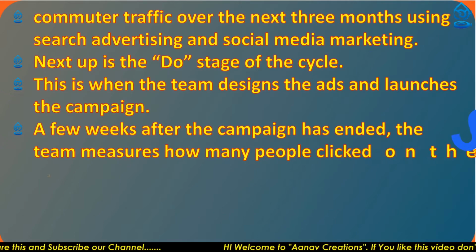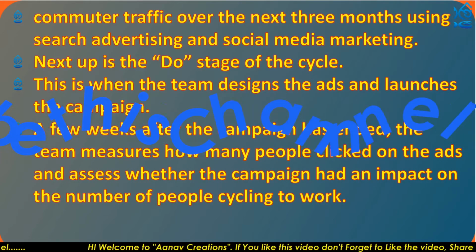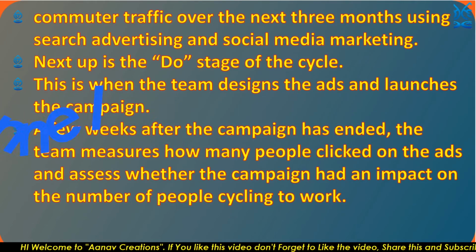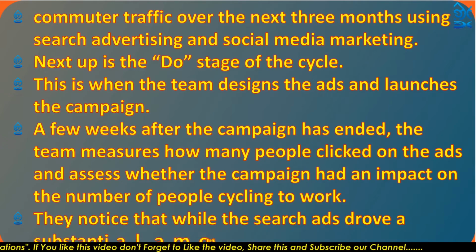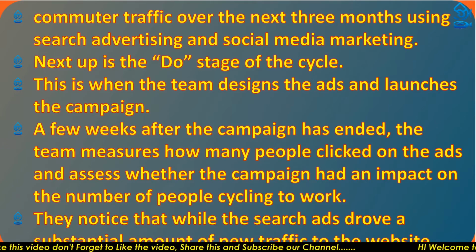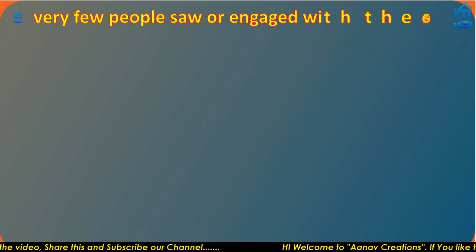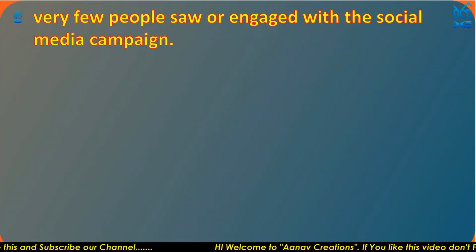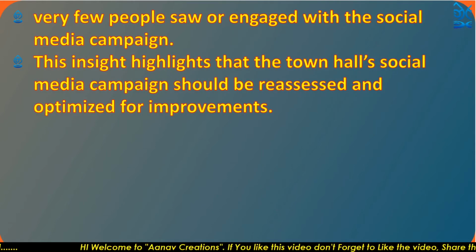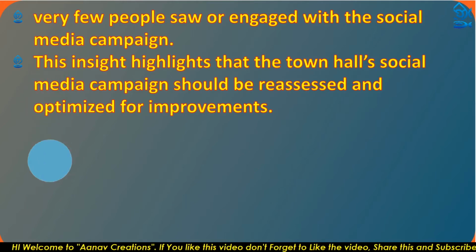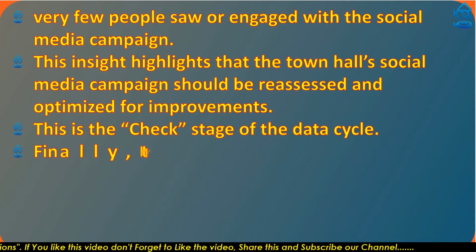A few weeks after the campaign has ended, the team measures how many people clicked on the ads and assesses whether the campaign had an impact on the number of people cycling to work. They noticed that while the search ads drove a substantial amount of new traffic to the website, very few people saw and engaged with the social media campaign. This insight highlights that the town hall's social media campaign should be reassessed and optimized for improvements. This is the check stage of the data cycle.